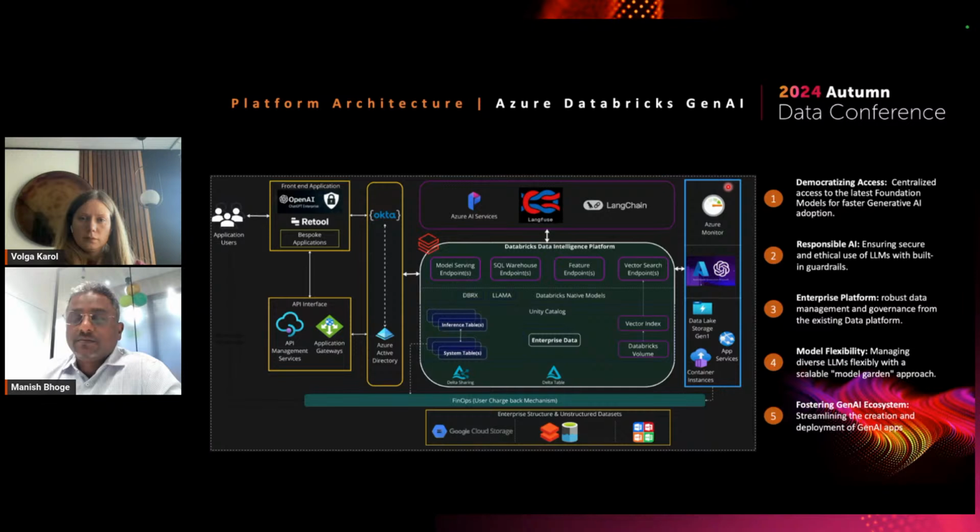Now let's come just below that, which is the Azure OpenAI model. We use that extensively in terms of getting the responses from the LLM.